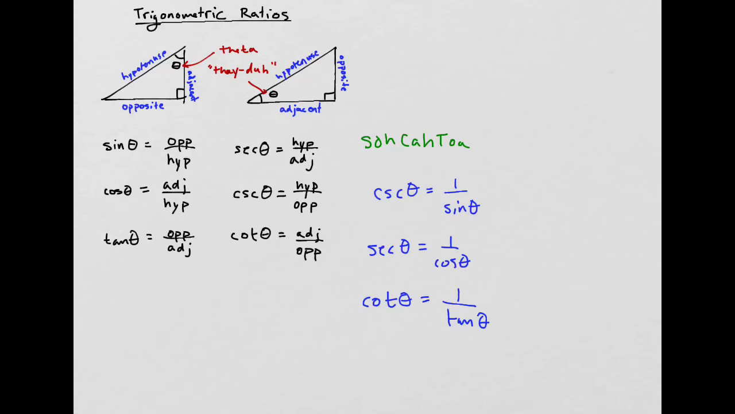You can use the mnemonic device SOHCAHTOA to remember the first three, and then hopefully you remember these. A lot of people would think sine would be paired up with secant and cosine with cosecant because they sound similar, but it's kind of backwards. Sine gets paired up with cosecant and cosine gets paired up with secant, and then tangent and cotangent go hand in hand. All right, I'm going to end this video there. It wasn't that much writing, but hopefully we can get on to some examples.